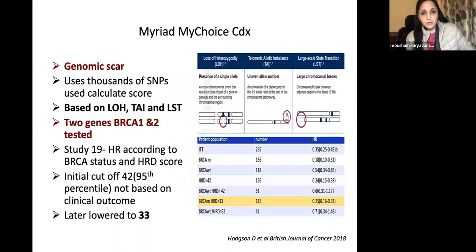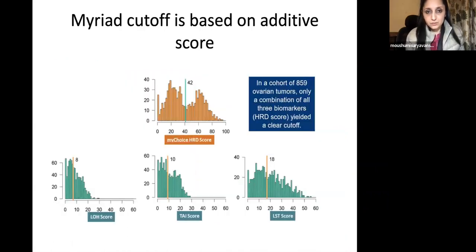So coming to the first test, the Myriad MyChoice CDx, as I have already explained, it comprises a sum total of three things: loss of heterozygosity, TAI, and LST. It also includes two genes which are reported, BRCA1 and BRCA2. So the cutoff is 42, and it was later also lowered to 33, but for most practical purposes, most of the people are considering 42 as the cutoff.